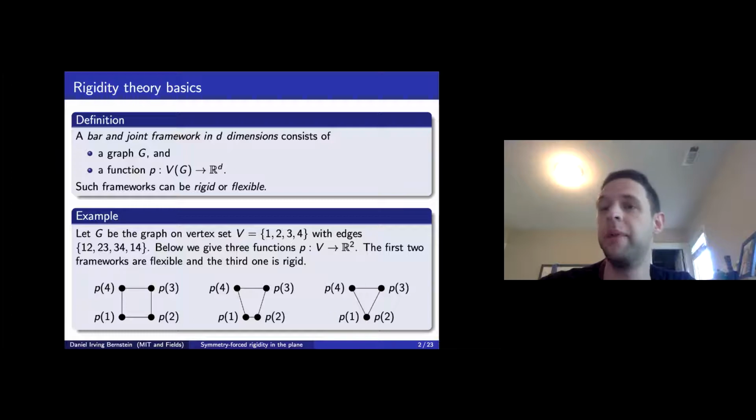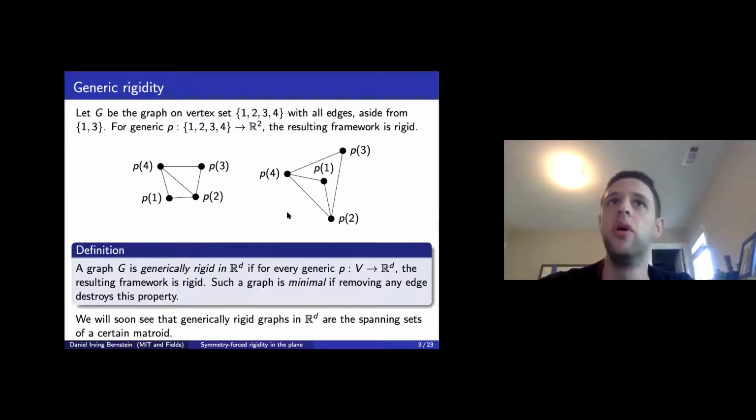But if I were to do something obnoxious, like put vertices 1 and 2 at the same point, the resulting framework would then be rigid. Now, the way matroids come into play here is that rigidity is a generic property of a graph, in the sense that if you fix a graph and look at a generic way to stick the vertices into d-dimensional space, then either you're always going to get something rigid or you're always going to get something flexible.